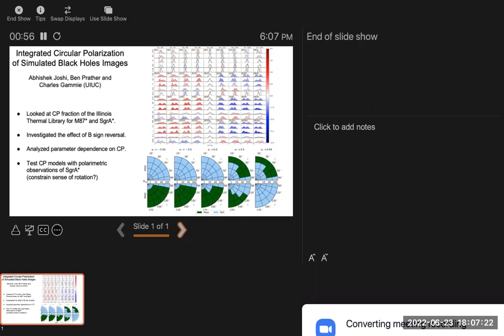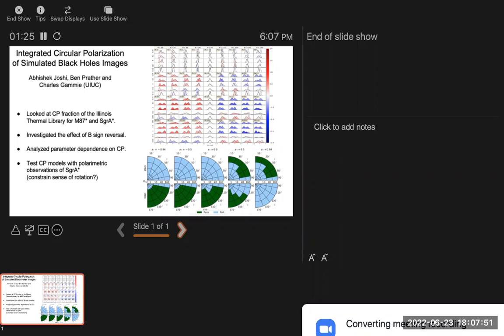These are just half of the models. These are just the MAD models for Sgr A*. And we have the same models for Sgr A* and for M87 as well. We tried to characterize the distribution and to see what sort of parameter dependence we had across spins, R highs, and inclination. And we also included the effect of field reversal, which was mentioned in the M87 Stokes V project.